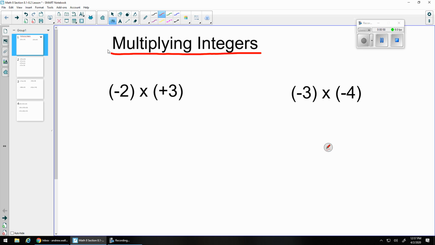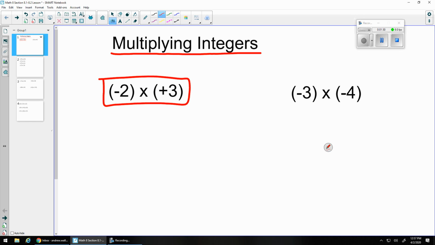Now the textbook goes over some ways using integer chips. I am just going to do that very quickly because I think that the rule is very simple and using integer chips just sort of confuses things. But it sort of explains why the rule works. So let's do it. Let's say we were doing -2 multiplied by +3. So we're doing this equation right here. How could we demonstrate this?